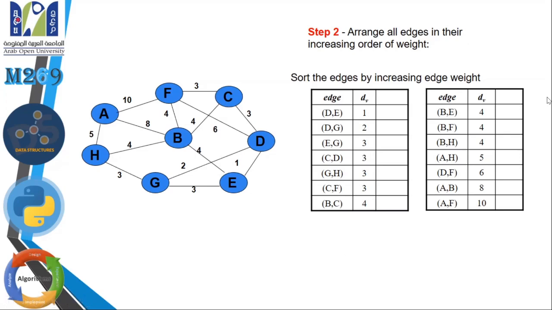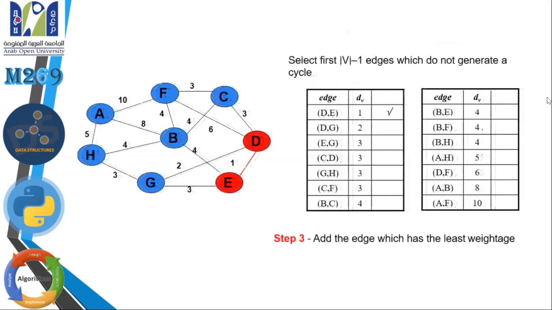So far, easy? I think it's easy. Questions? Next, now you will add the edge which has the least weight, which is 1. And it is the only one actually, and it is the first one, which is DE.